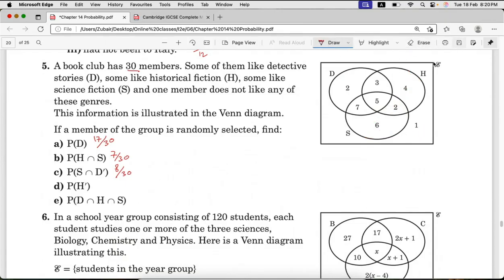H complement is anything outside H. So outside H is 2 plus 7, 9. 9 plus 6 is 15. 15 plus 1 is 16. 16 by 30. Last one says intersection of all three, D, H and S, which is clearly 5 by 30.